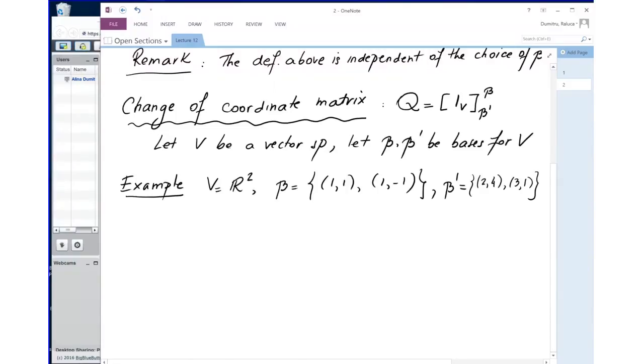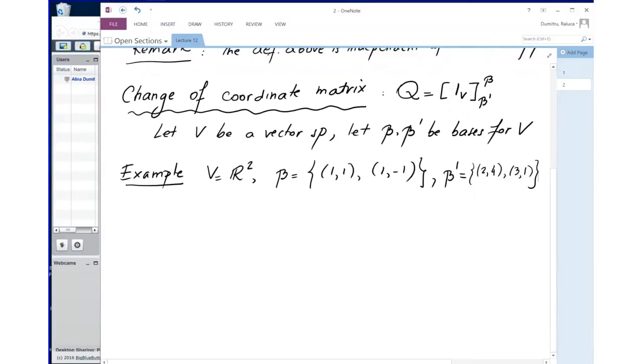Okay, so I want to see what that matrix Q looks like and what exactly it does. So Q is the identity from beta prime to beta. To find this matrix from beta prime to beta, what I have to do is apply the transformation inside, which is the identity in beta prime, because it's asking from beta prime to beta. So I'm going to apply it to 2, 4.